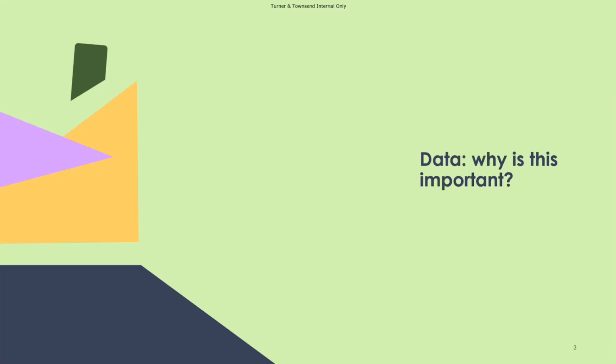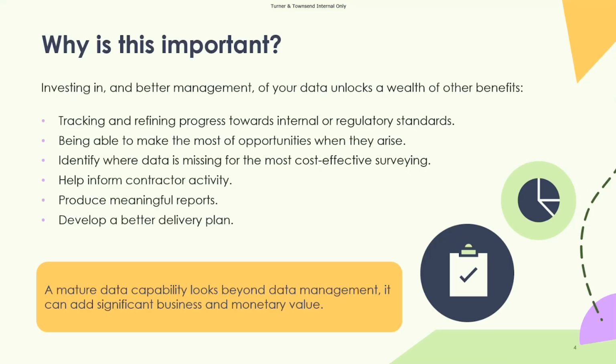So starting with why data is so important. There's a lot of ways that data can support you in your organization, and we've just got a few listed here on the slide. So starting with tracking and refining progress towards internal or regulatory standards. For example, if you've got a target for your own stock for meeting EPC C, of course, you'll be collecting EPC data to understand how many properties haven't yet reached that target and being able to make the most of the opportunities when they arise. For example, when funding is available from the government for you to apply against.